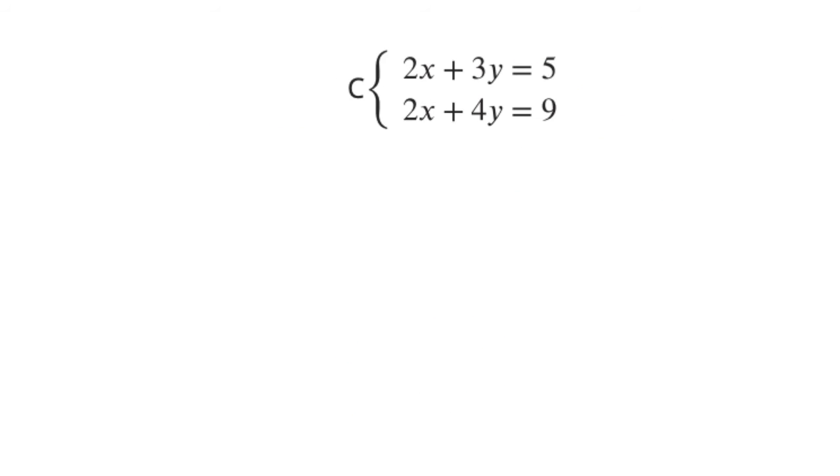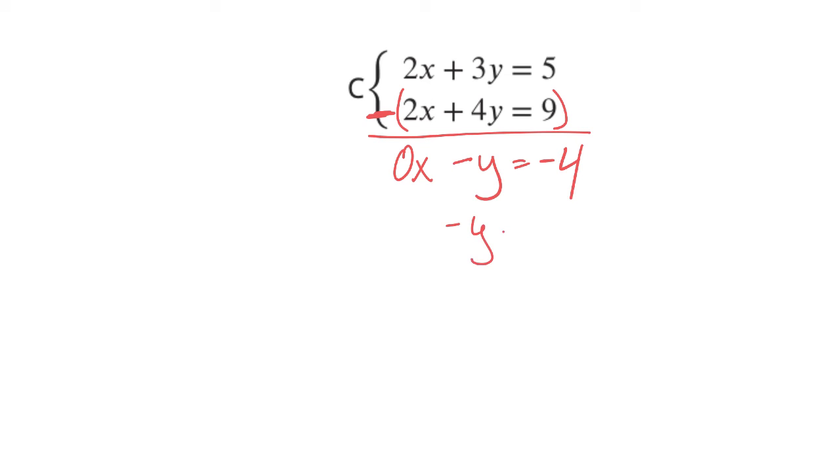Looking at C, if I just add together my equations, I'm not going to end up eliminating a variable. But I notice that if I subtract the entire second equation, I will get rid of the x's. So again, I just have to be really careful here. 2 minus 2x would be 0x. 3 minus 4y would be -1y. And 5 minus 9 would be -4. So I could rewrite this as -y equals -4.